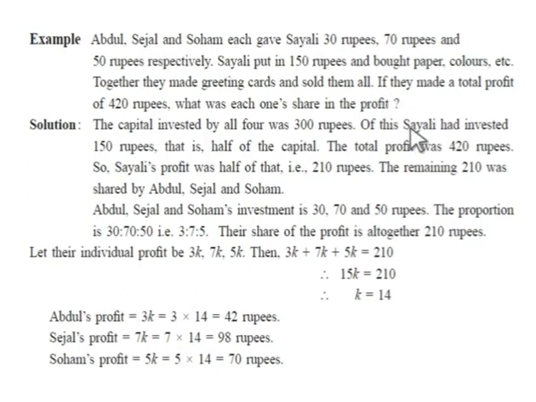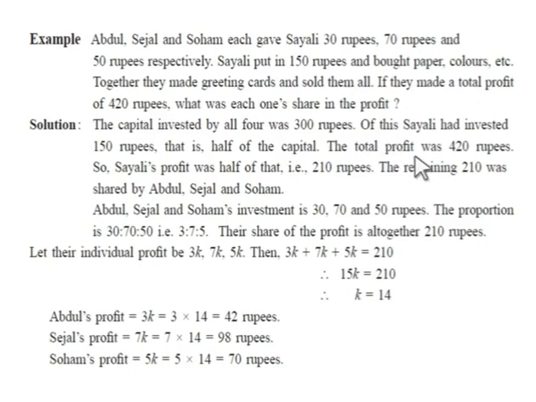Now of this, Saili had invested 150 rupees, that is half of the capital, that is equal to the capital of Abdul, Sejal and Soham. Whatever amount Abdul, Sejal and Soham together have invested is the same as that of Saili. Hence it is said that it is half of the capital of the total investment.